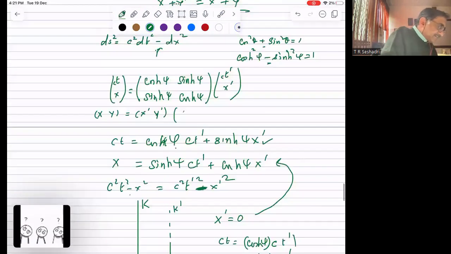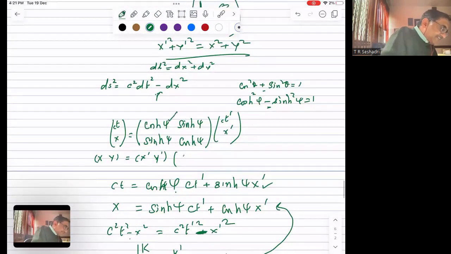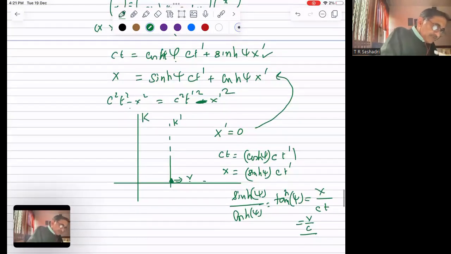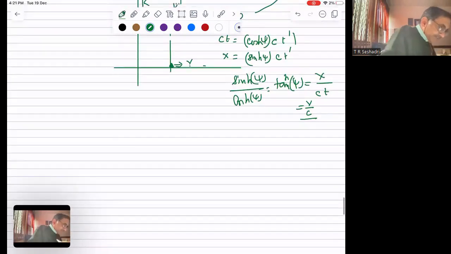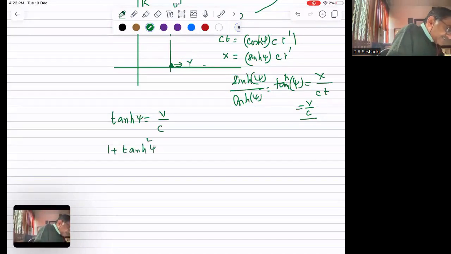And so this is basically the velocity of the particle divided by c. It means that if I compare it with the rotation, the corresponding psi is what is related with v by c. So I can now write tan hyperbolic psi is equal to v by c. And so 1 minus tan hyperbolic square psi is equal to 1 minus v square by c square.